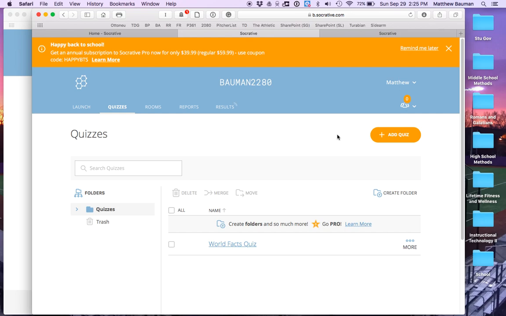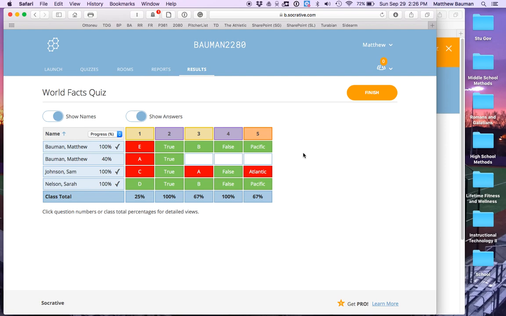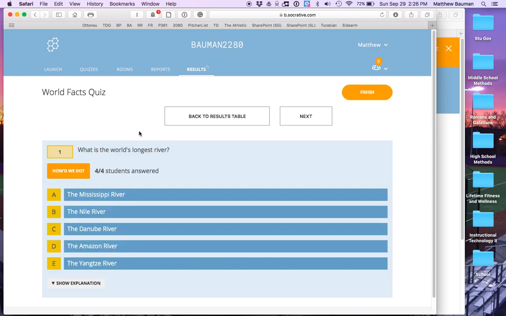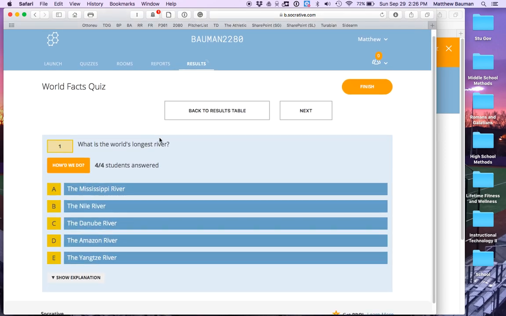In addition, Socrative can be used as a way to not only check to see what students know, but what they don't know. This allows for them to know what to study and what they need to focus on and understand better. So for example, in this example, Sam Johnson would need to study quite a bit, where Sarah Nelson understands what all the concepts are, so she wouldn't have quite as much to go through. The teacher can look at this and see this first question, students really didn't do very well. So like I mentioned earlier, maybe they should go back and talk about what the world's longest river is.